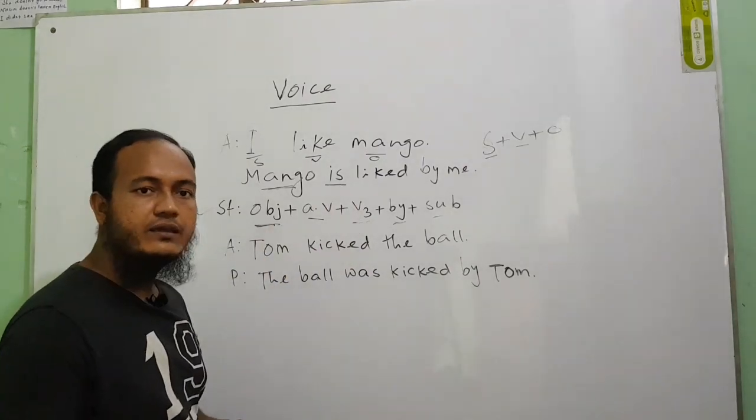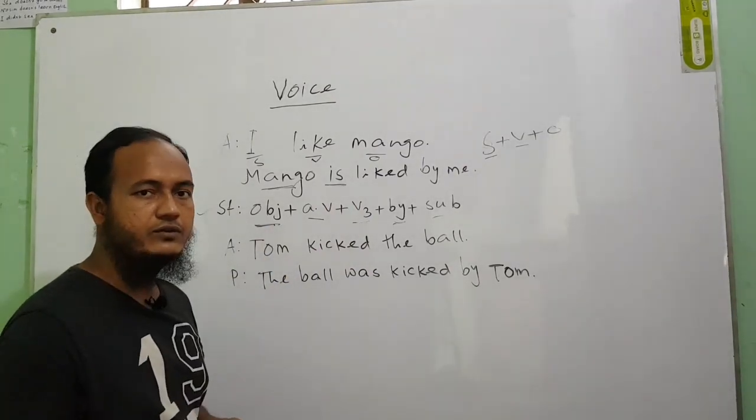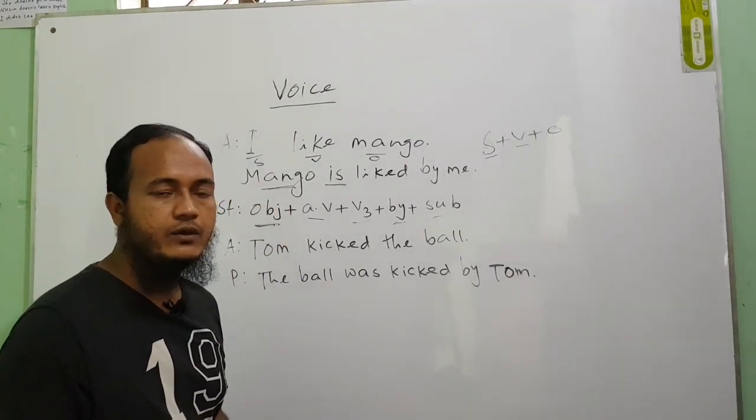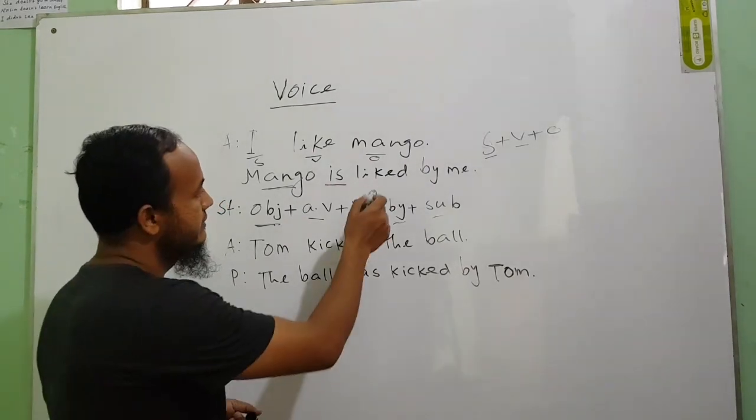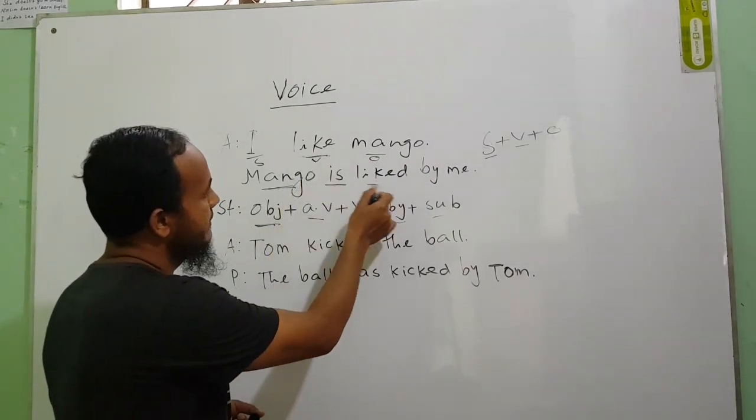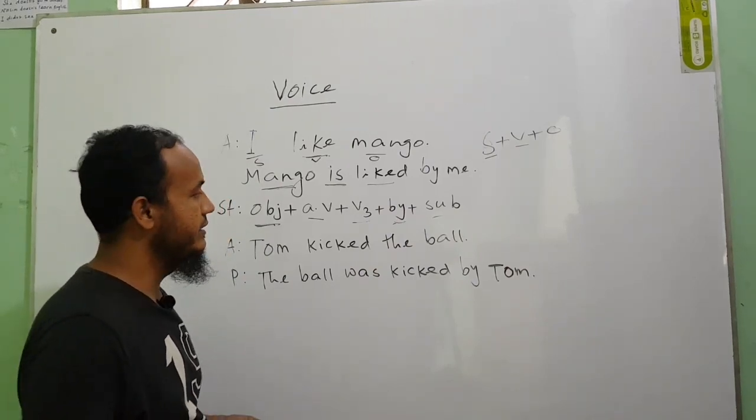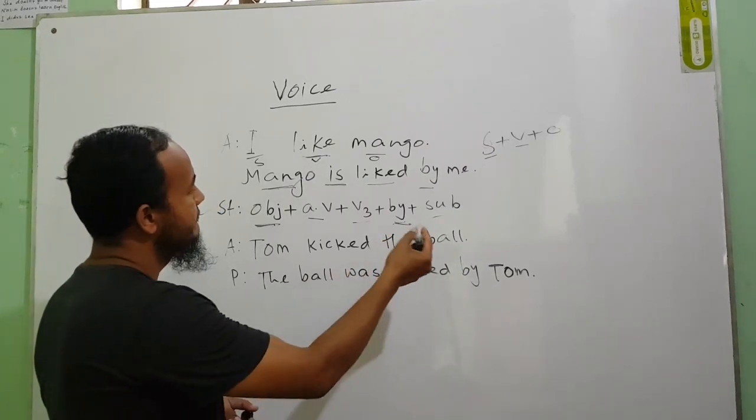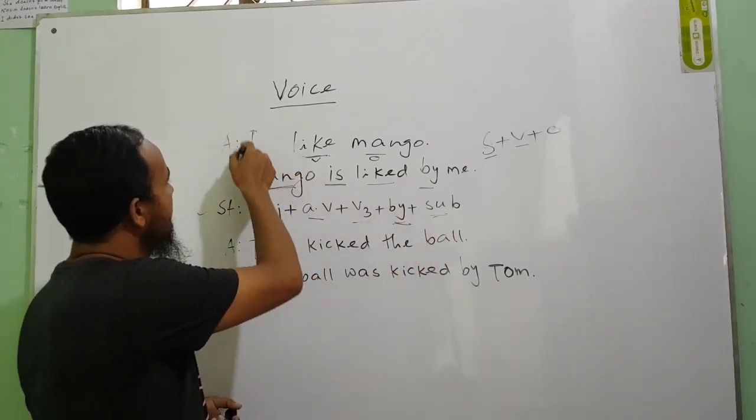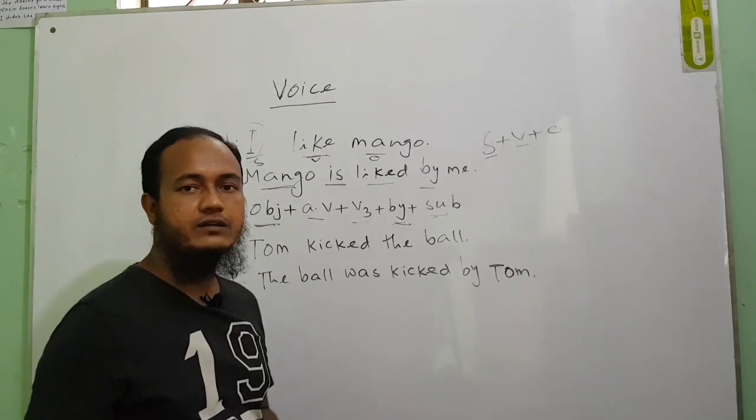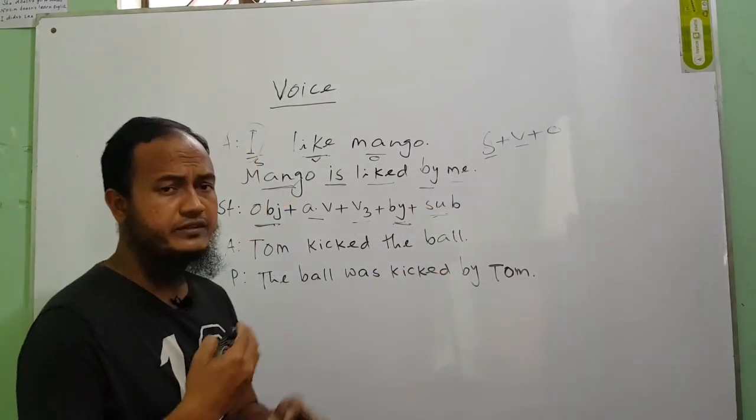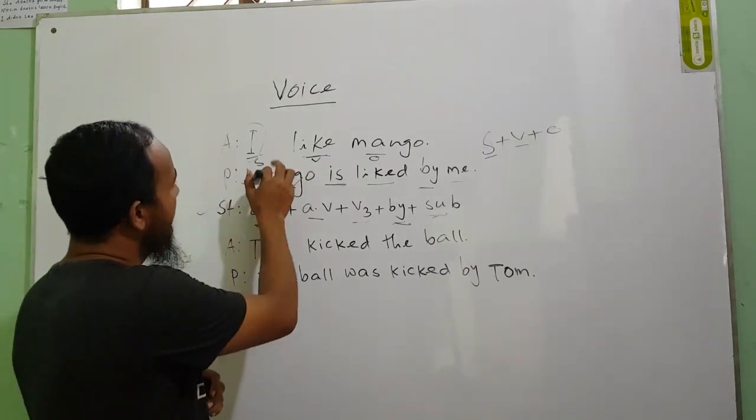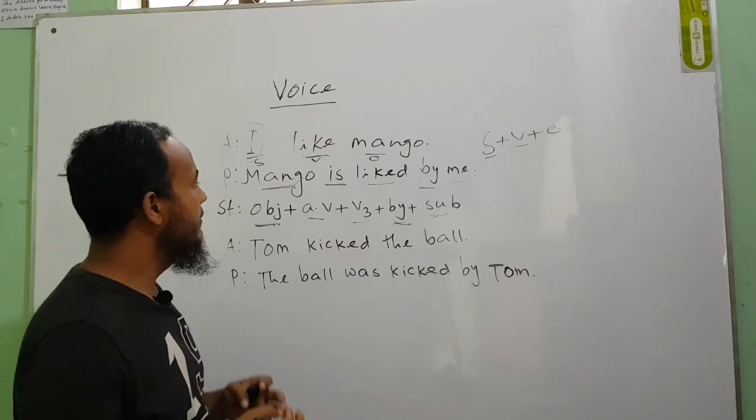Is. Why have I written is? I could use some other auxiliary verb, because mango is third person singular number, and that is why we have written is. Okay, and then like is the main verb and its past participle form is liked. Okay, and then preposition by according to structure, and then finally I have to use the subject. So what is the subject here? I, and the object of I is me. So this is how we can change an active voice to passive. Okay, I like mango becomes mango is liked by me.